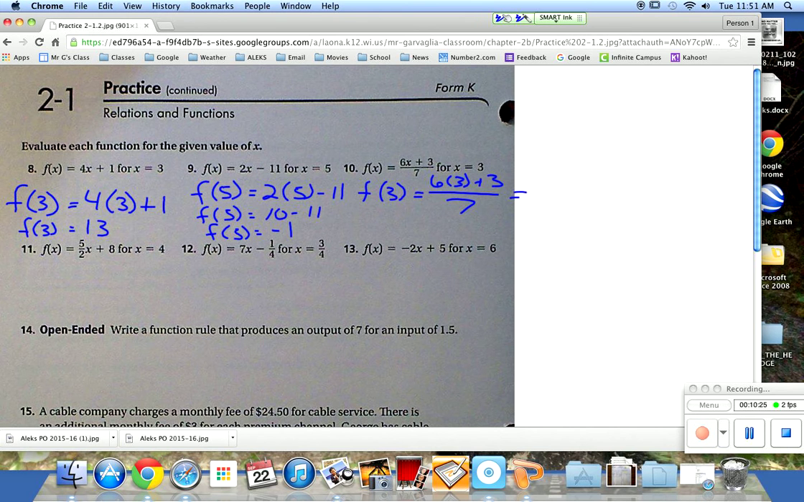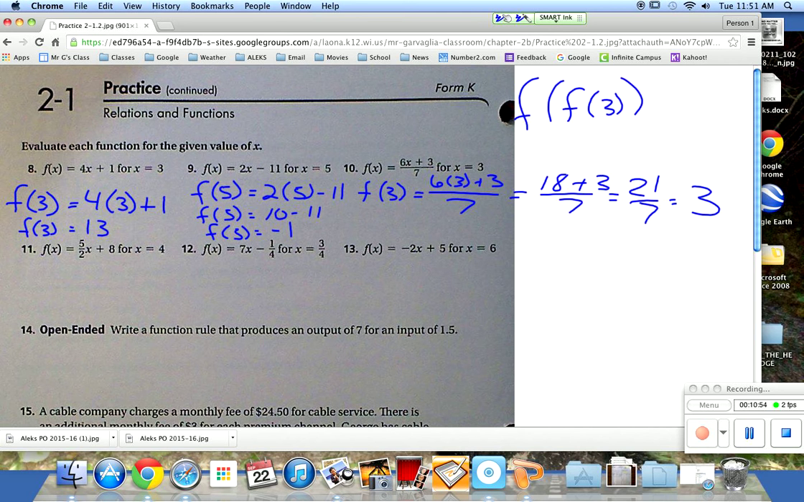Okay, so do this step by step. 6 times 3 is... What is that? 3. Reese got it? You guys get it? This is your pre-calc, isn't it? Pre-calc, we were doing this.